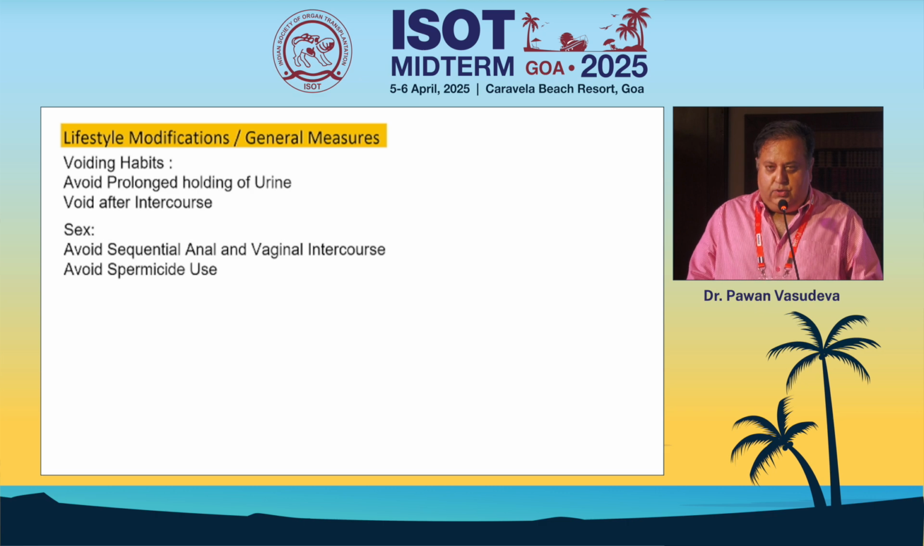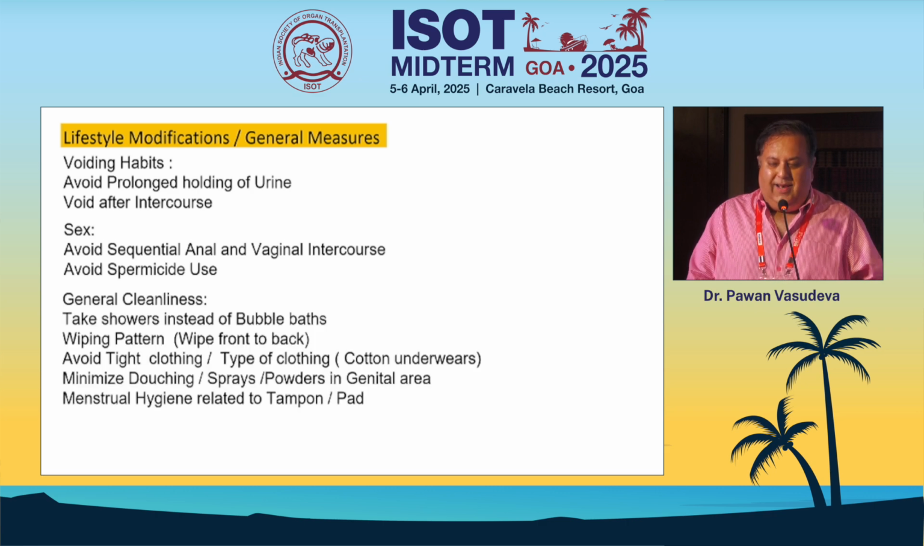Avoid voiding after intercourse. Avoid sequential anal vaginal intercourse. Avoid spermicide use. And other general cleanliness measures that sir touched upon, which include taking showers instead of bubble baths, wiping from front to back, avoiding tight clothing, encouraging cotton, minimizing douching and spray powders in the genital area, and menstrual hygiene related to tampons and pads. So this is what is to be discussed with your transplant patients in order to prevent infections.